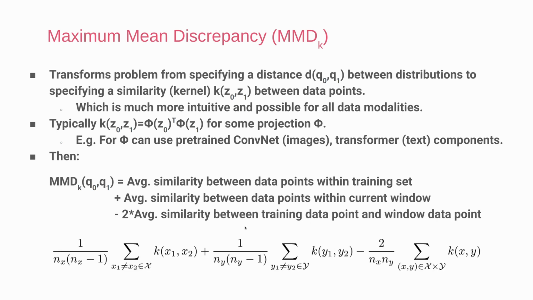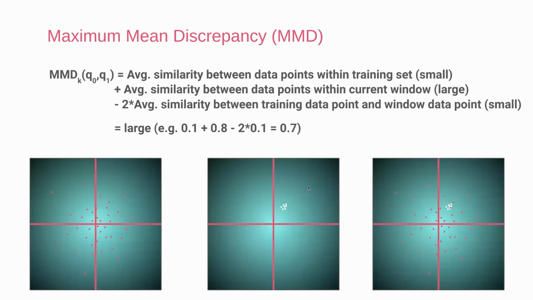Often you'll see it written like this, which is a little bit more intimidating, but just think of these as average similarities and cross similarities. The idea is that if there's been a change, then the similarity between the deployment instances will be different to the similarity between the training instances. So for example, suppose this is the similarity between the training instances, and it is quite small relative to the similarity between the deployment instances, and these are all very similar. And then these cross similarities are also pretty small.